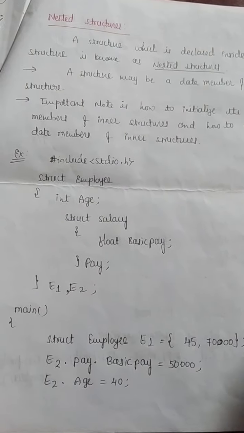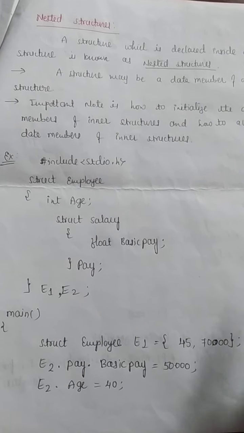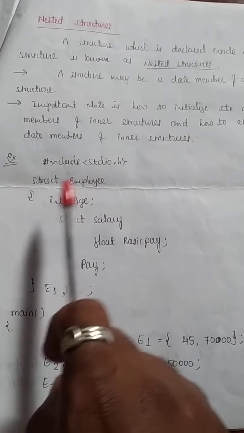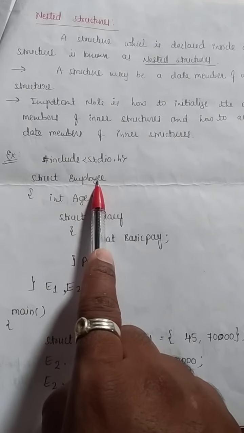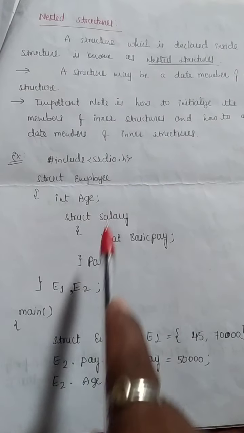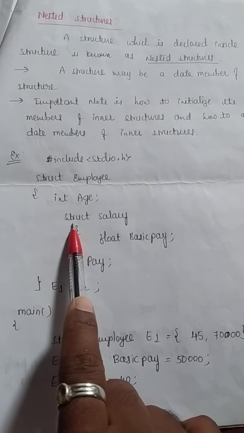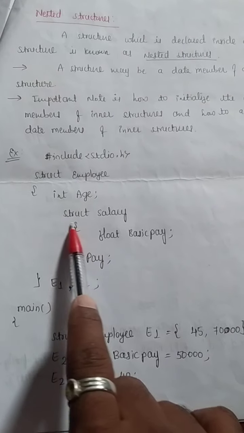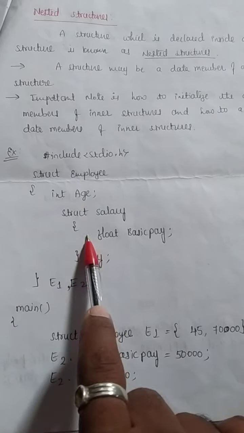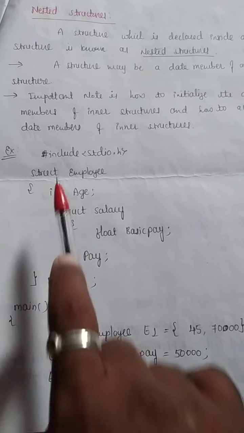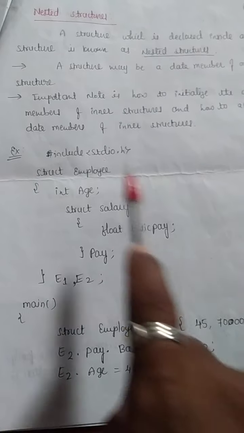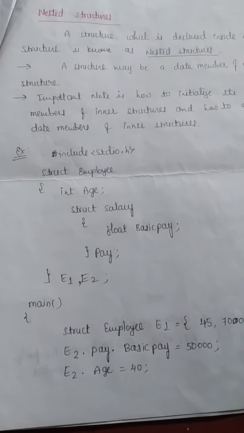See, what is the use of a nested structure? We'll discuss it by taking one example. Here I am taking struct employee, this is the outer structure. One more structure I am taking, struct salary. So the employee structure is the outside structure, and the salary structure is inside the other structure. Now I can say this is one nested structure, outer structure and inner structure.